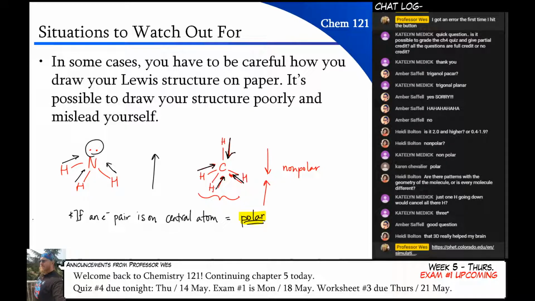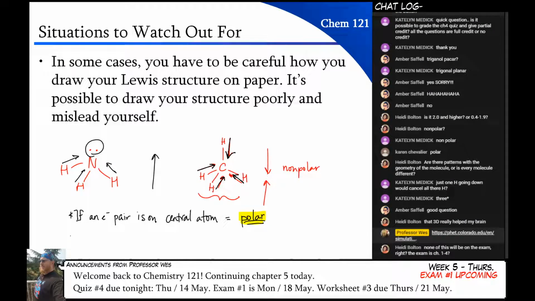Okay, so if you have an electron pair on the central atom, for our class, you're going to have a polar molecule. If you have different atoms along the outside, and it's not symmetrical, as a result, then what you end up with is polar.